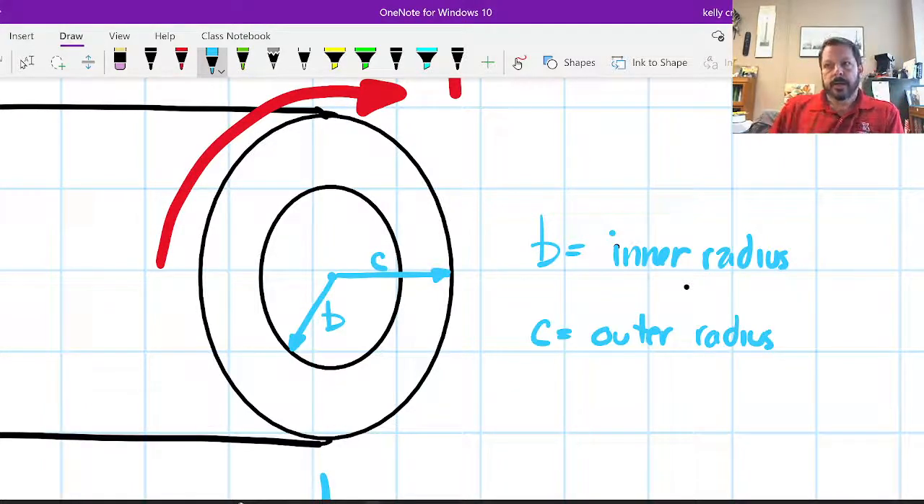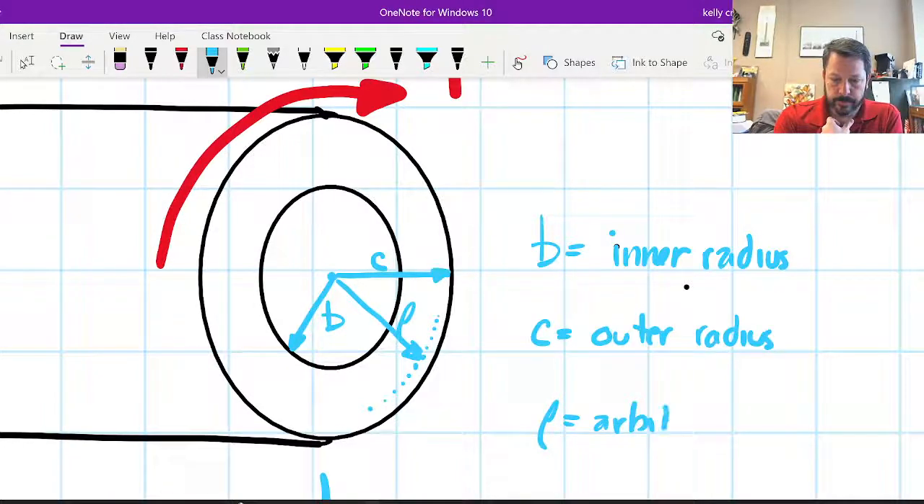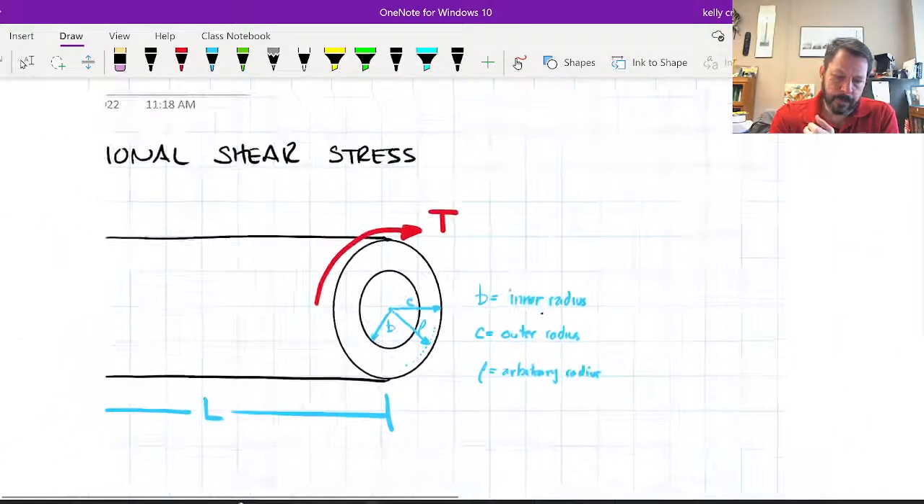And then for the purpose of setting up our equation, it might be that you don't want to know the stress at B or the stress at C. You want to know the stress somewhere between those or somewhere else. So I'm going to put another variable in here at some arbitrary radius, and that's going to be rho. Like that. Okay.